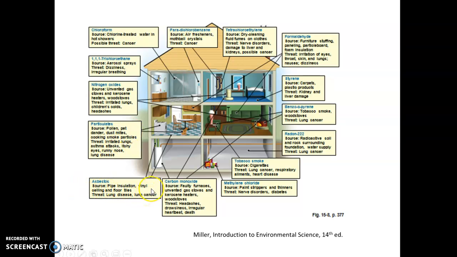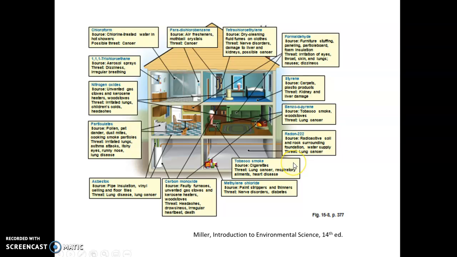Asbestos I've already mentioned, but in addition to being in flooring and ceiling tiles and insulation, as I mentioned, it's also possibly in pipe insulation. Carbon monoxide we already talked about. Methylene chloride I hadn't yet mentioned. That can be present in paint strippers and thinners. And so again, you want to use proper ventilation or wear a proper mask.